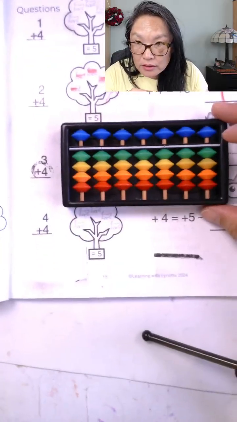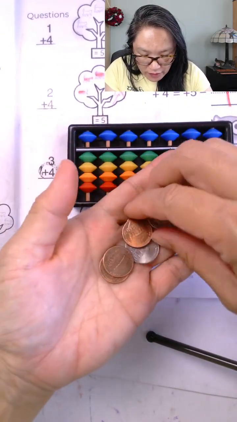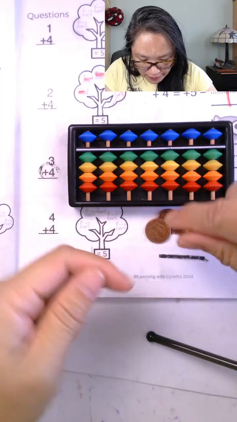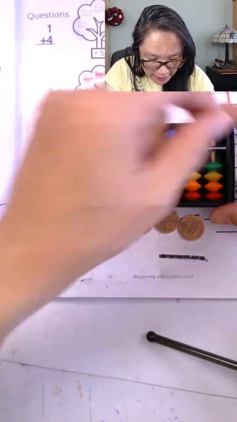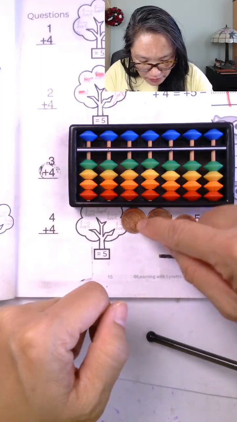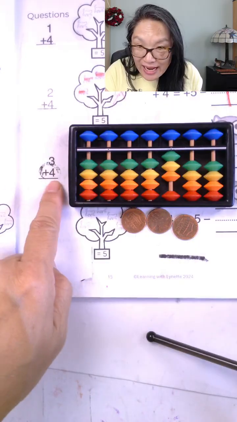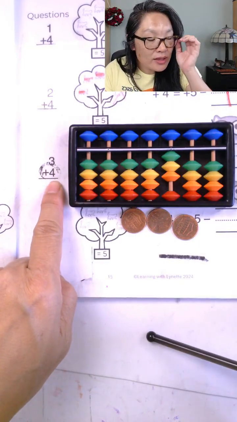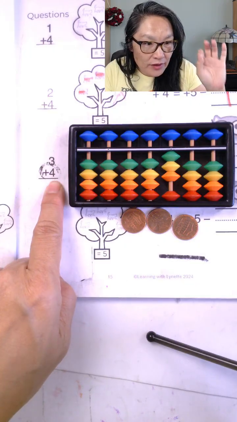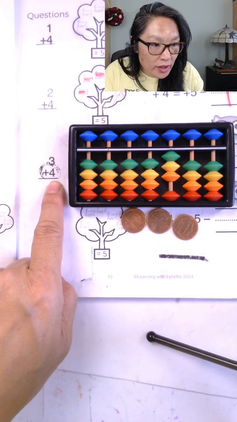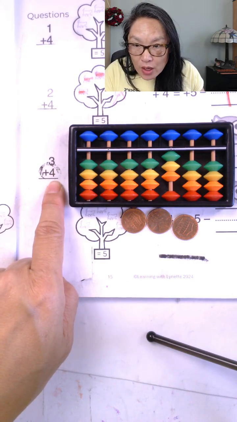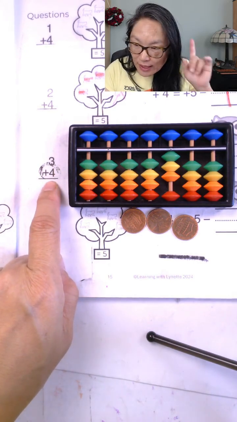So let's start with the question here. 3 plus 4. If I have 3 on my abacus, these are 3 cents. 1, 2, 3. Because I have 3 cents, now what am I going to do? I want to add the 4. This is where the add-in becomes very specific, right? So what are we trying to do? We are trying to understand, can I add the 4? No, I cannot add the 4.